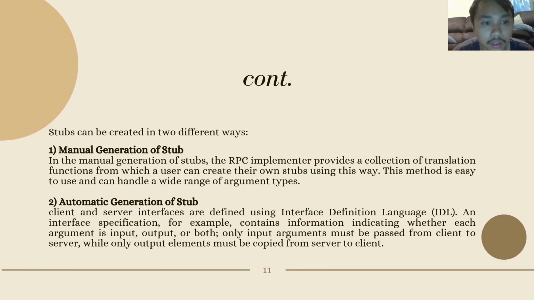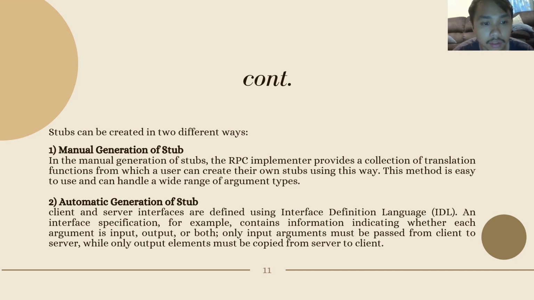Stubs can be created in two different ways: manual generation and automatic generation. First, for manual generation, the RPC implementer provides a collection of translation functions from which a user can create their own stubs. This method is easy to use and can handle a wide range of argument types.